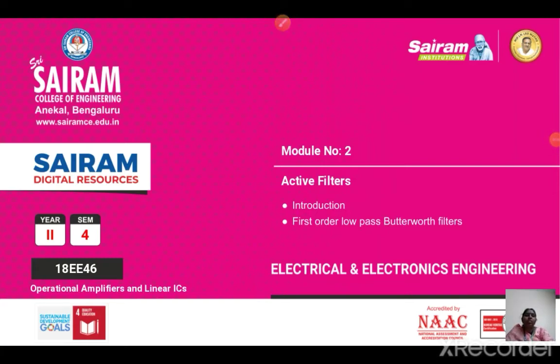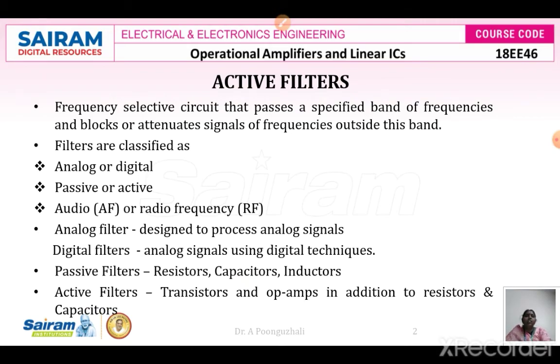Under module 2, it is going to be divided into two parts. First is your active filters, and the second half is going to be about your DC voltage regulators. Now we will see about your active filters. Under active filters we will be seeing your low pass, high pass, band pass and all pass filters. First we will see the definition for active filters.